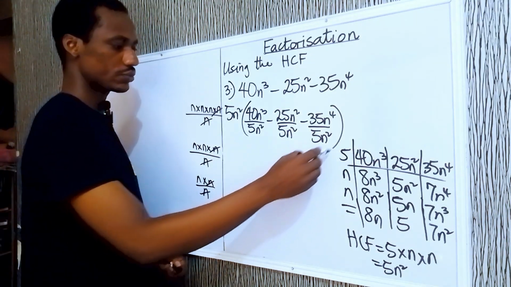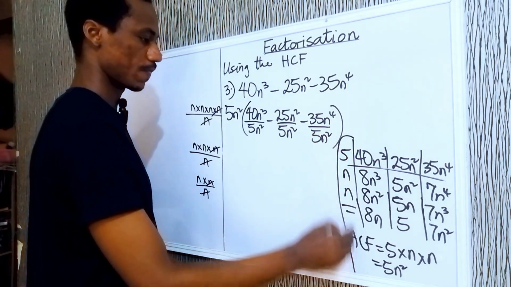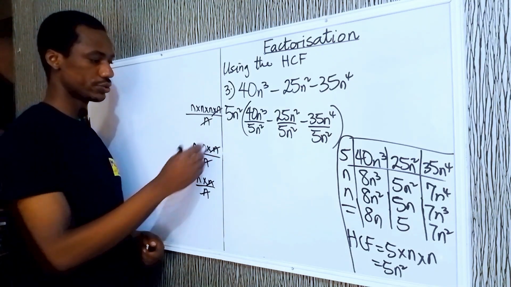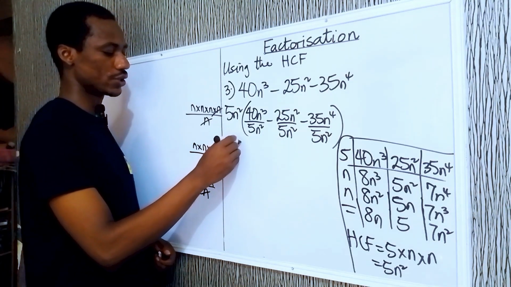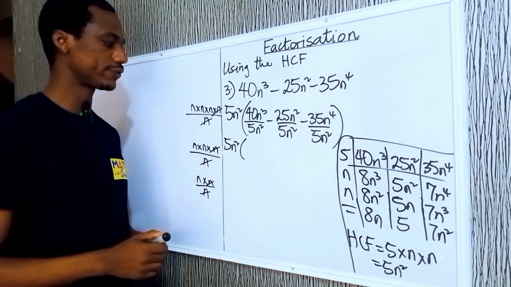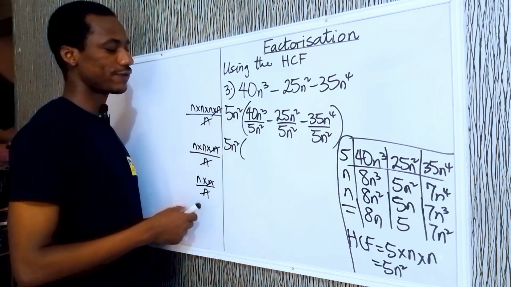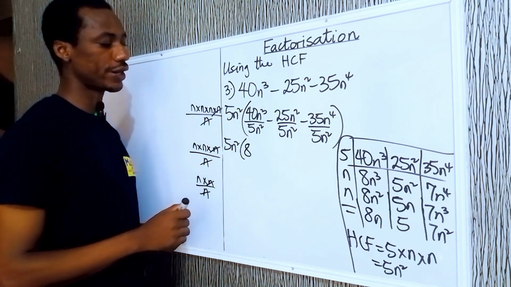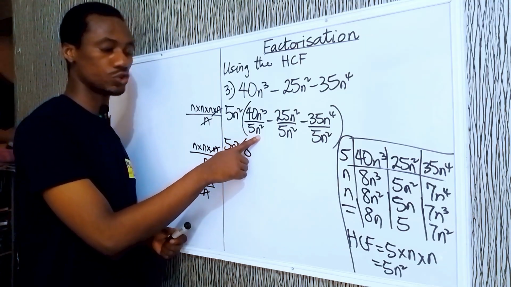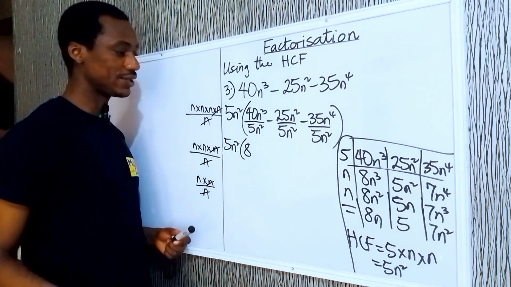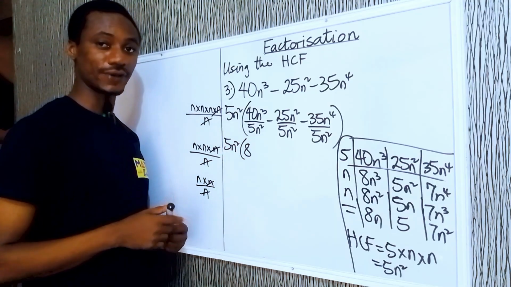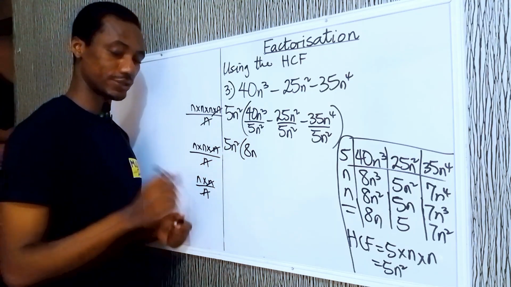Okay? Alright, so let's do the division. We already have our 5n squared outside, which is our HCF. So 40 divided by 5 is 8. And n to the power of 3 divided by n to the power of 2. So that means n in 3 places, and then you're taking 2 out of it. That means you only have n in 1 place. Alright, just n.